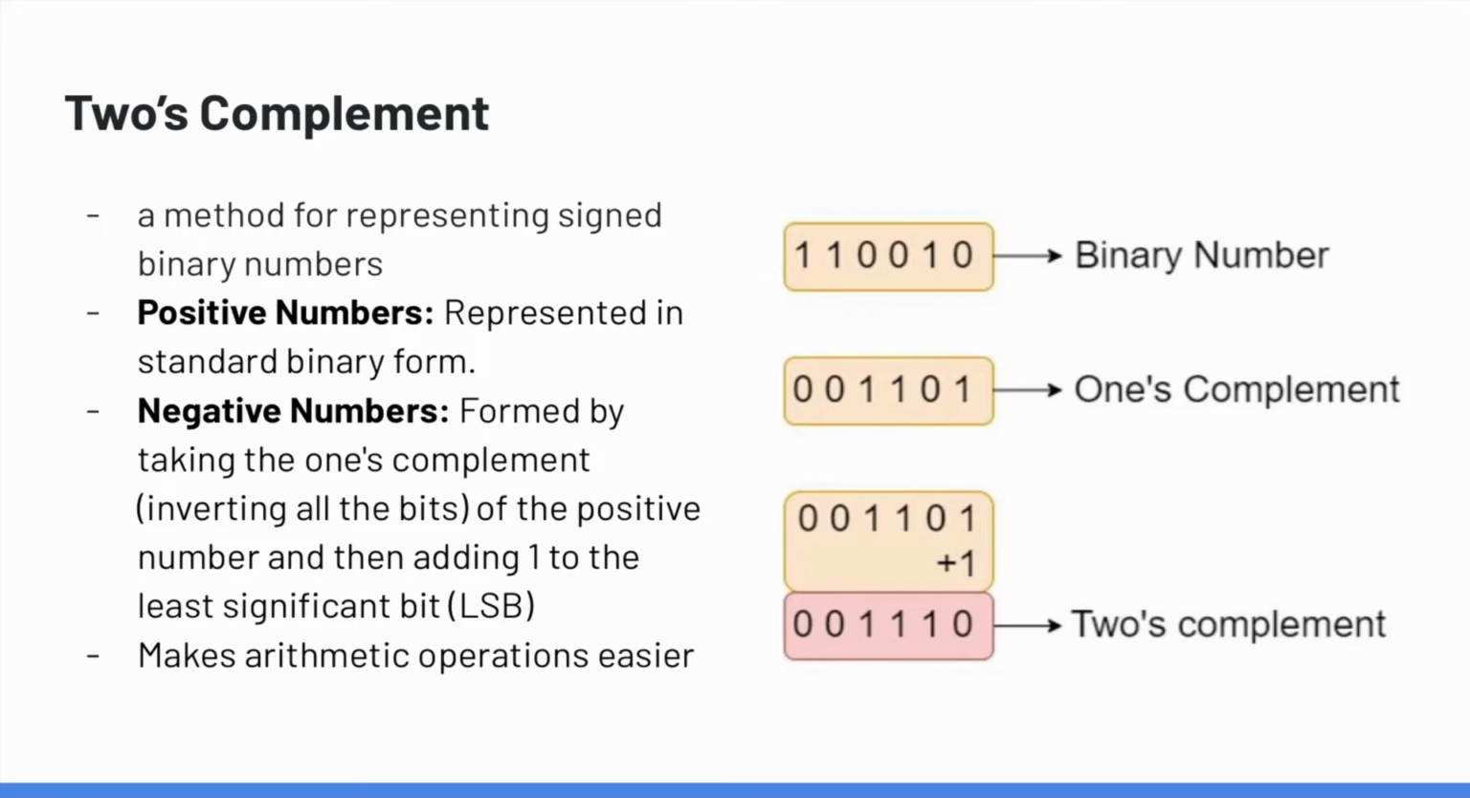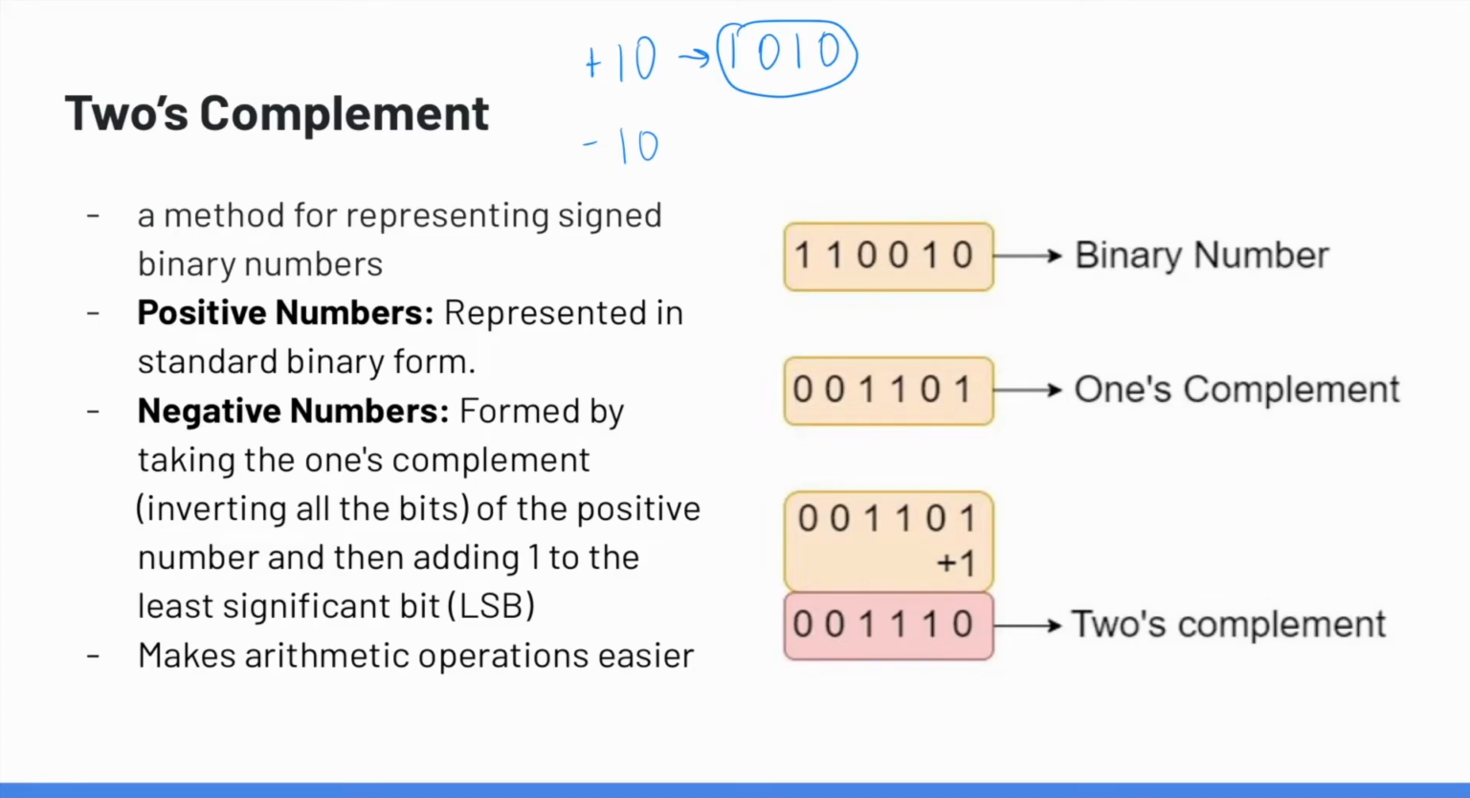Similar to ones complement, any positive number is going to be represented the same as in standard binary form. So if, for example, we have 10, we can represent that as 1, 0, 1, 0 in binary, right? So this is not only its standard binary form, but also its twos complement form. So nothing changes. But then, if you want to change it to negative 10, we need to go through a different process.